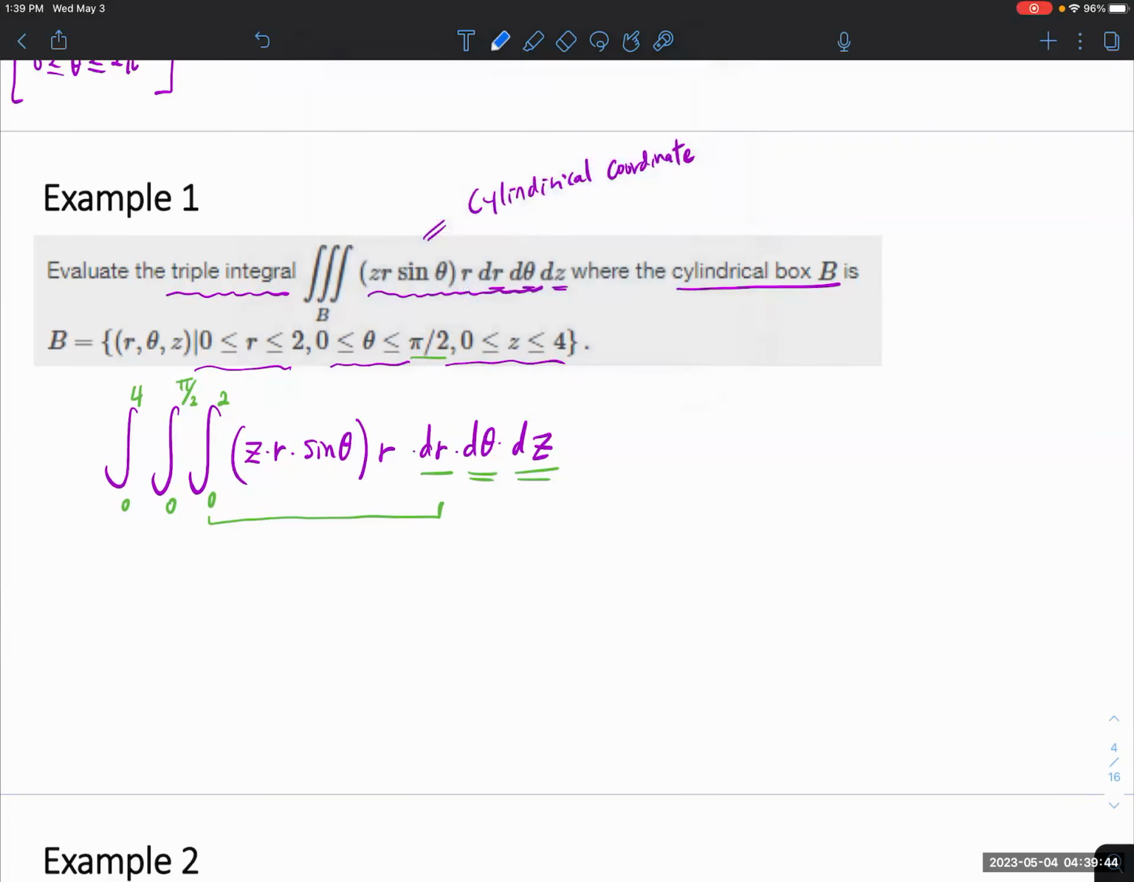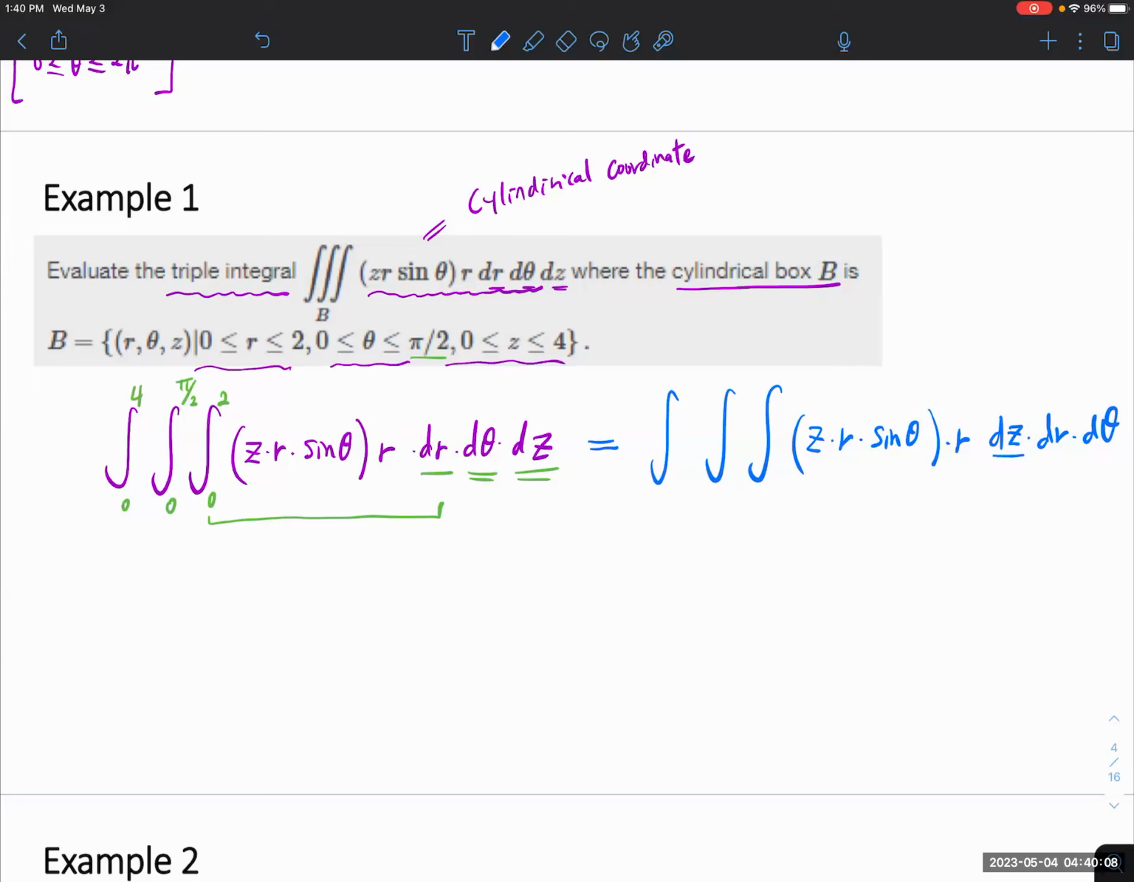Many people confuse, Professor Ben, should I really keep the dr, d theta, dz order? No, you can change it. Right. So you're going to have z, r, sine theta, and r. If you want, you can begin with the dz, right? And then you can go to dr, d theta. The order doesn't matter. You will get the same answer.